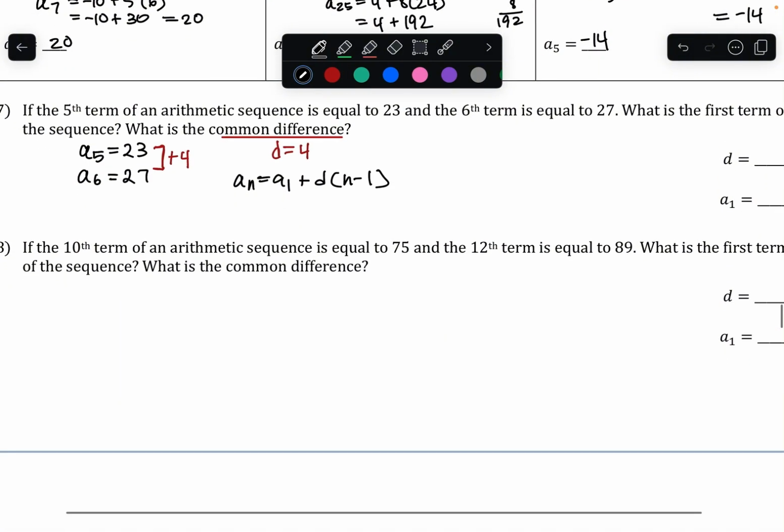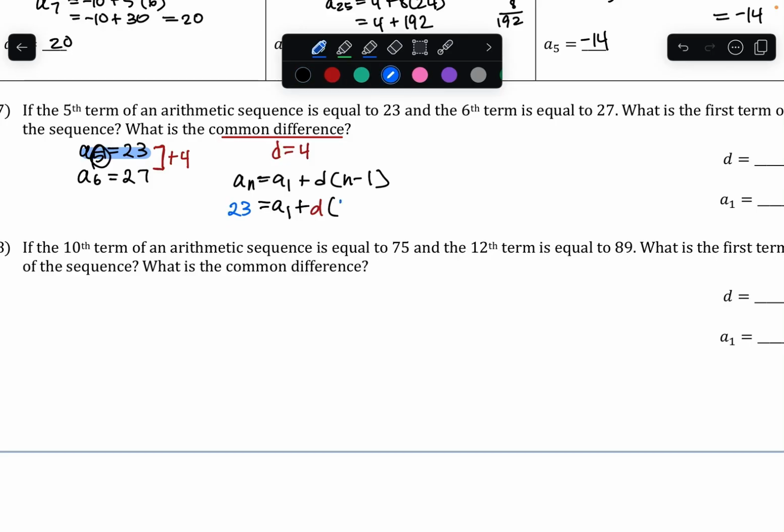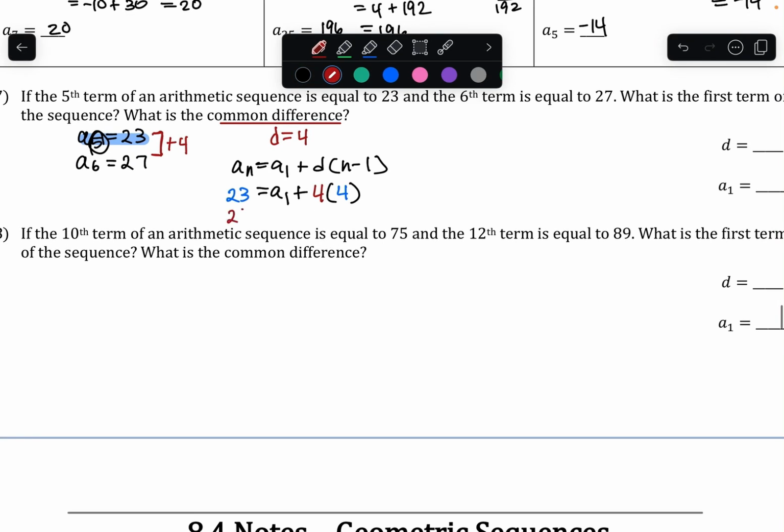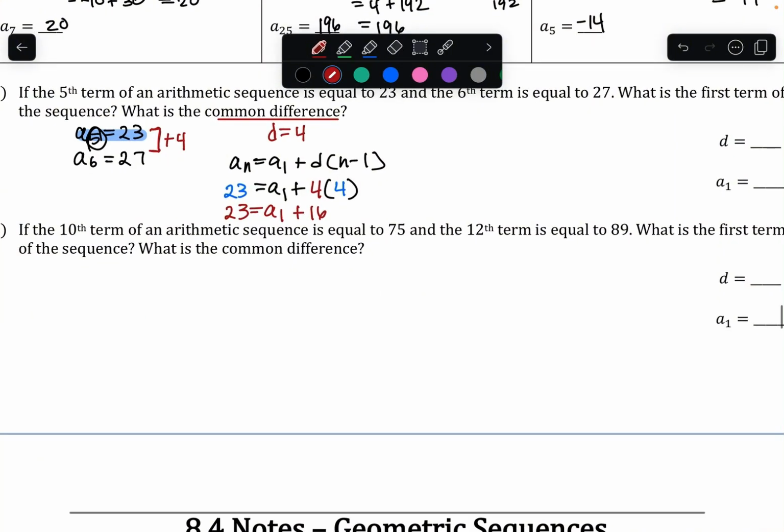And so we can use either of these. I'm going to use A5. I know that the value of A5 is 23. I don't know the first term, but I know the common difference is D. And I know for the fifth term, I have added that D value 4 more times. And we know D is 4. I should have written 4. Okay, and so that means 23 is the first term plus 16. We can subtract 16 from both sides.